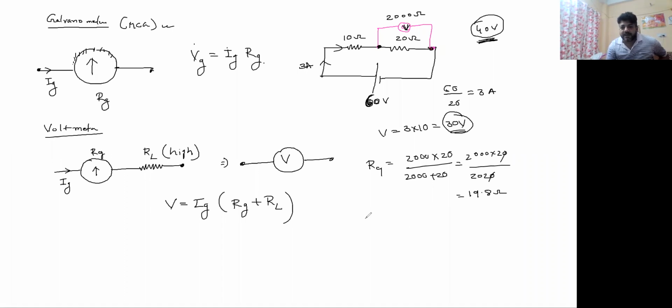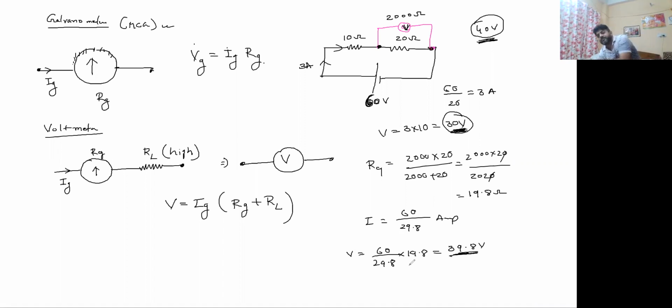Now what is your current? 60 by 19 plus 10, 29.8 ampere. What is your voltage you expect here now? 60 by 29.8 into 19.8. Anyone tell me what is the value? Sir, 39.8. So 39.8 volt. Now you tell me, which one is more accurate, this one or this one?